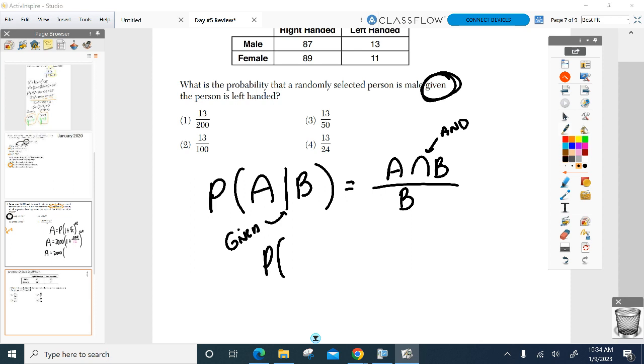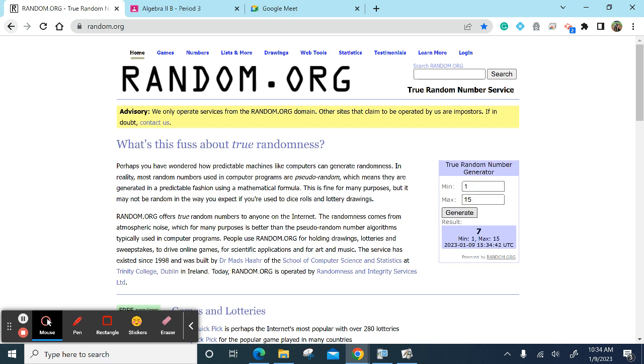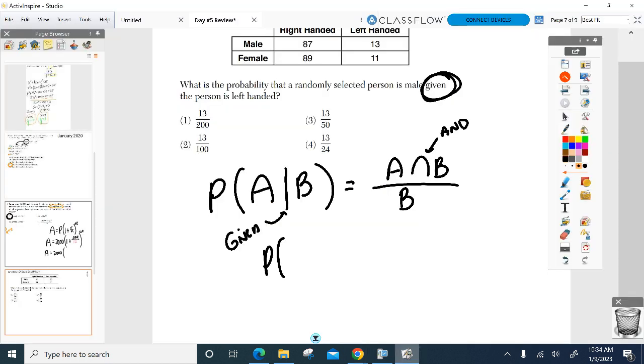Probability, read it for me here. What are we looking for? Probability of what? Of male. Stop. Everyone watch, male, M. Keep reading, Tim. Given. Both. Given, stop. Male, given left-handed. I always like to put it in my own letters. All right, now use the formula with M's and L's.